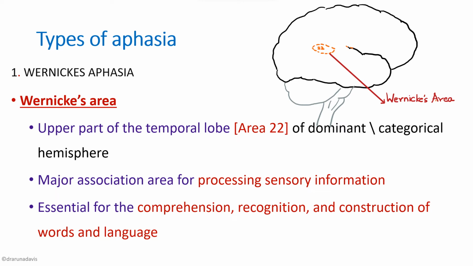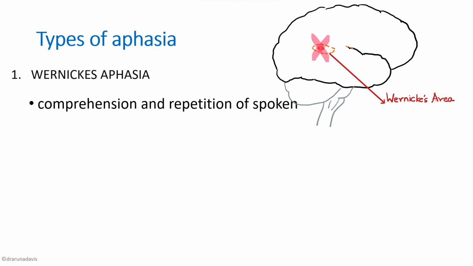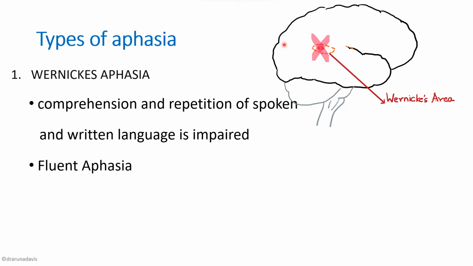So, when there is a lesion in the Wernicke's area, it is called Wernicke's aphasia. And in this, comprehension and repetition of spoken and written language will be impaired. Why? Because Wernicke's area is important for comprehension. Now, in this actually, the person will not be able to comprehend, but he'll be able to speak fluently. Hence, it is also called fluent aphasia. So, if you ask the patient something, he'll be talking even though it won't make any sense. So that is why it is called fluent aphasia.